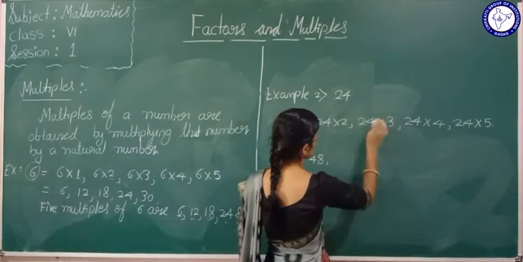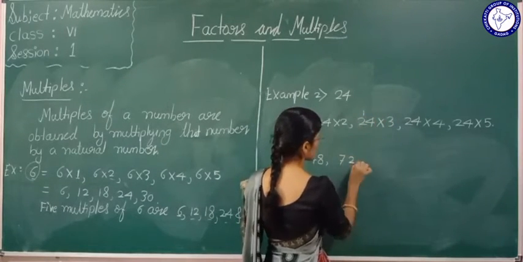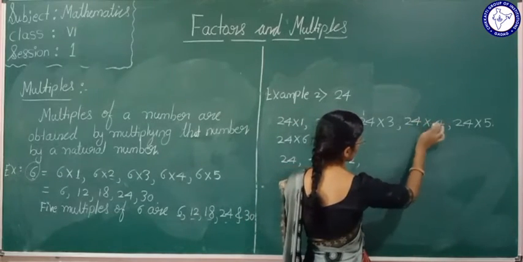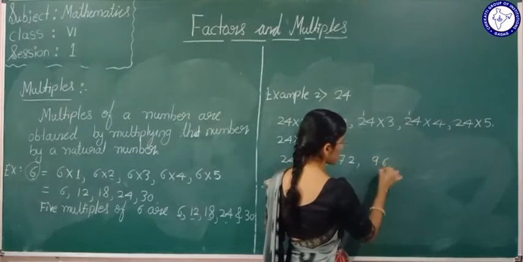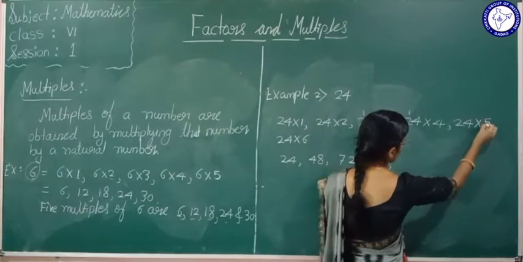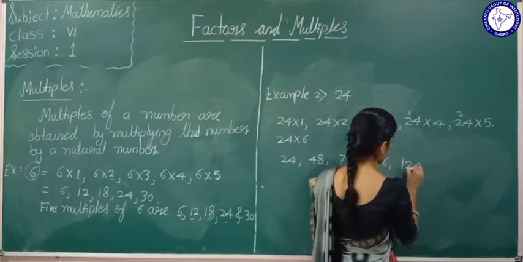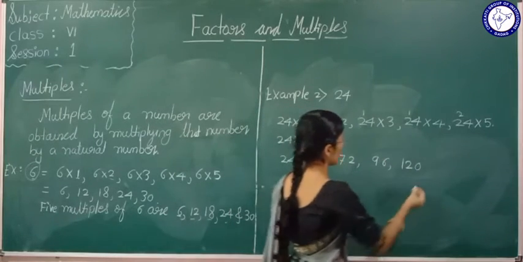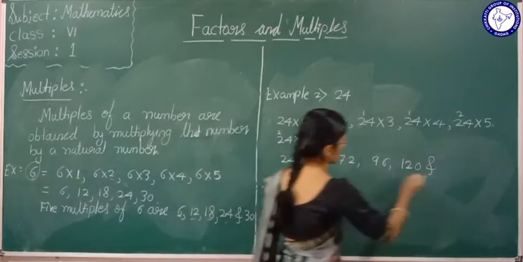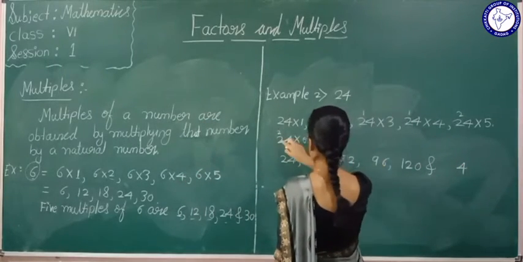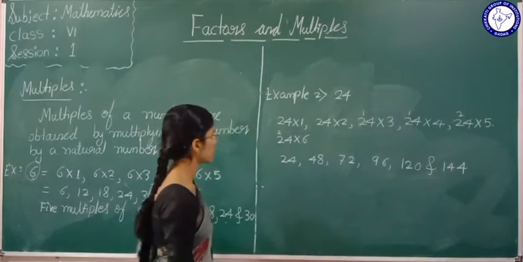What are 24 threes? 4 threes are 12, 2 threes are 6, 7, 72. 24 fours: 4 fours are 16, 4 twos are 8, 8 plus 1 is 9, 96. 24 fives: 5 fours are 20, 5 twos are 10, 12, 120, right? What are 24 sixes? 6 fours are 24, 6 twos are 12, 14, it's 144.